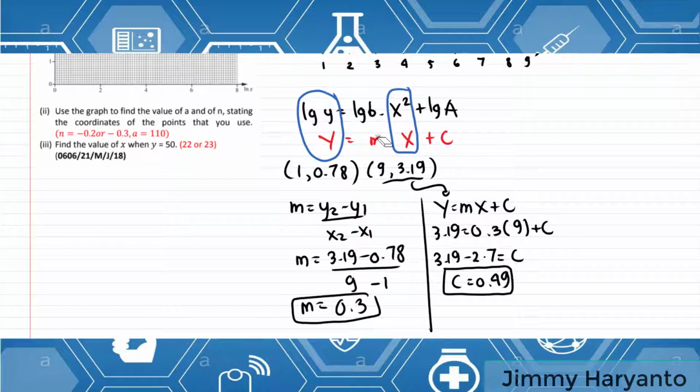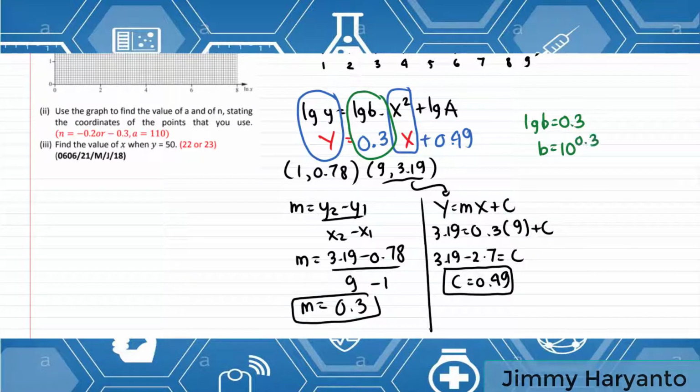Okay, take a look at this. I will replace the gradient and the c. The gradient is 0.3, I will write 0.3 right here, and then the c is 0.49. After that, I can tell that LG B equals 0.3. I can write LG B equals 0.3, so B will be 10 to the power of 0.3. Move the LG to the right side. B will be equal to, yeah.